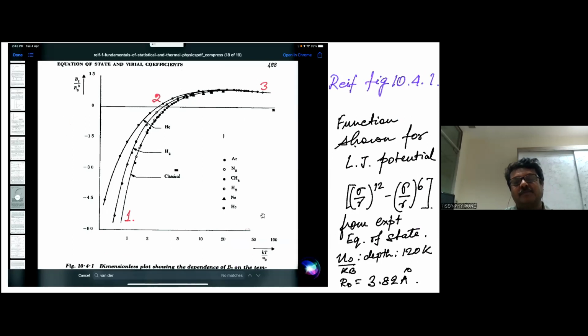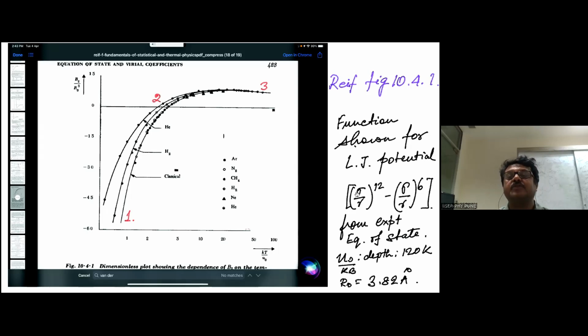But then at very high temperatures, when kBT is 50 times U0, the integral starts to contribute, and you see B2 is gradually decreasing, right? Now that's the functional form. So the curves have been plotted by using the Lennard-Jones potential, right?